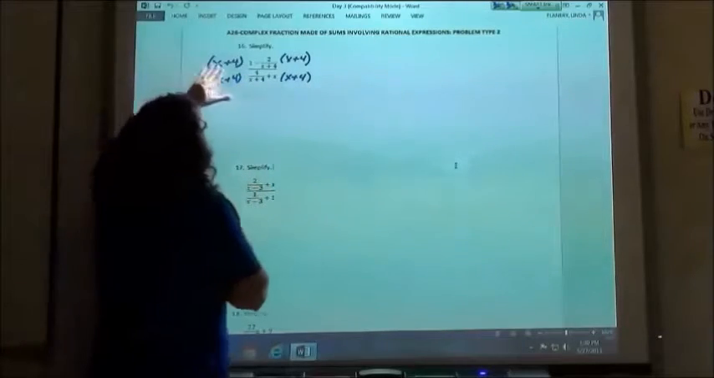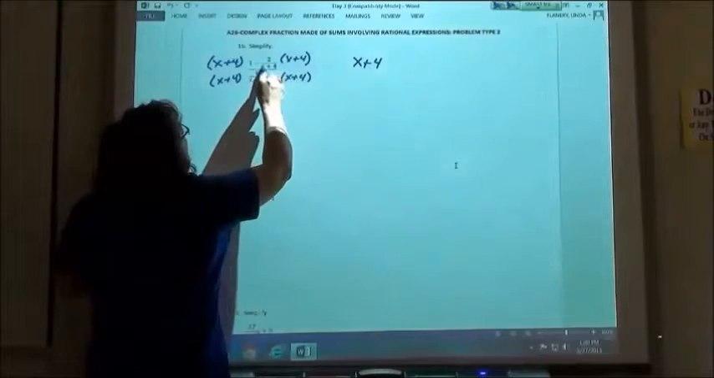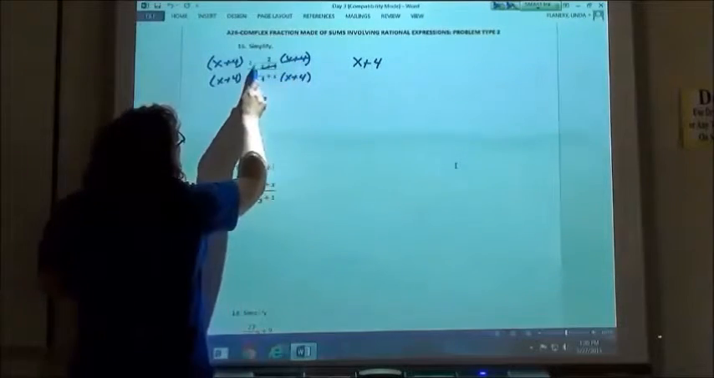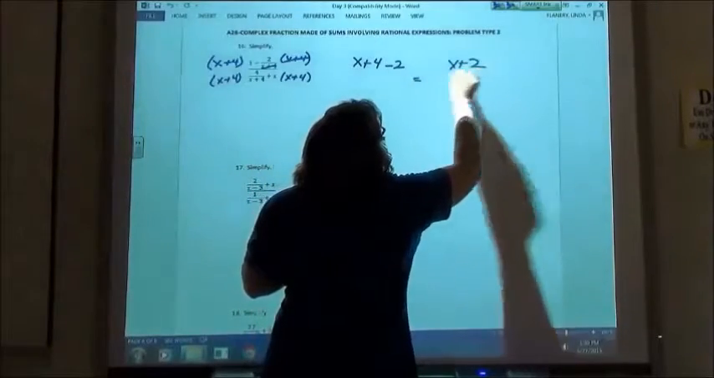So on the top, 1 times x plus 4 is going to give me x plus 4. Here I'm going to cancel out the x plus 4, so I'm going to get minus 2, which gives me x plus 2 up on the top.